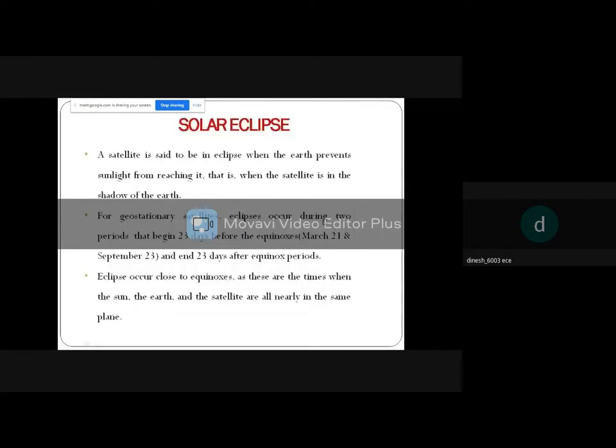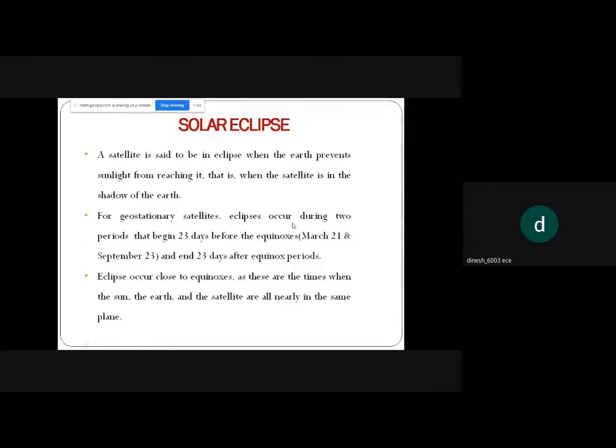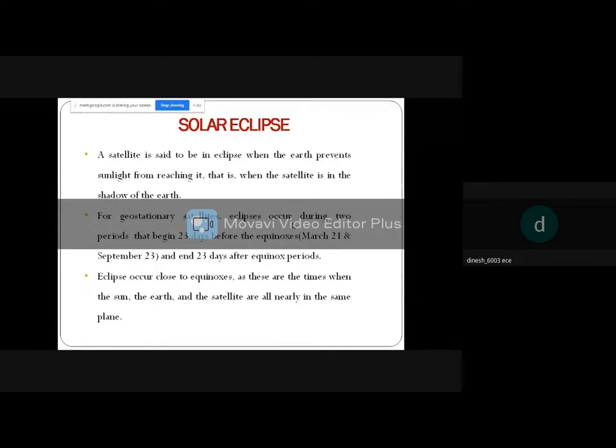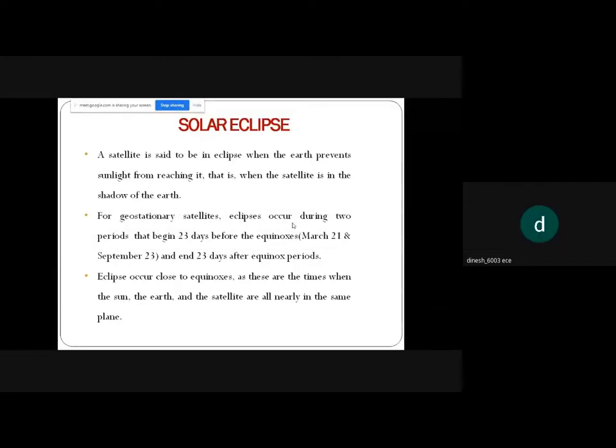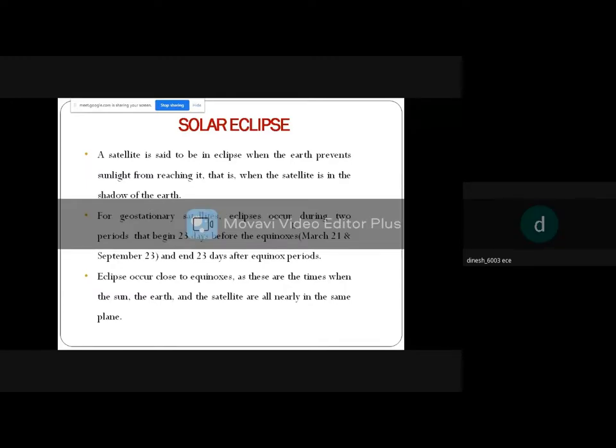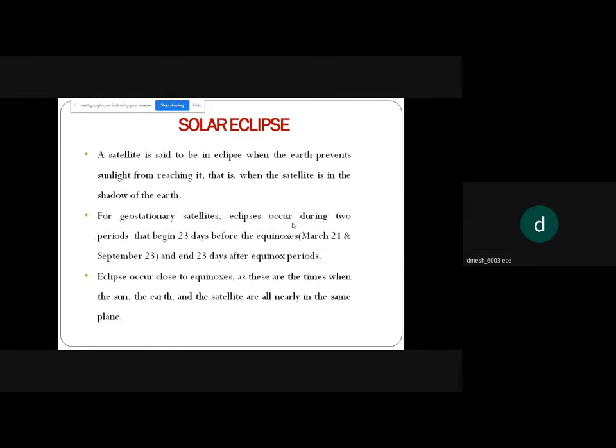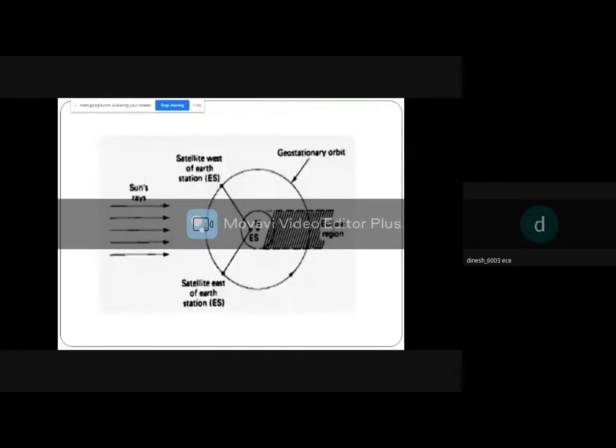Okay, so this occurs during equinoxes. What are equinoxes? These are the times when the sun, earth and the satellite are all nearly in the same plane, meaning that in between the sun and satellite, the earth will come in between, making the satellite in a shadow region of the earth. So this we call a solar eclipse, and this may last for about 23 days before equinox, and at the end of equinox 23 days. Okay, for every geostationary satellite, sun rays, earth and satellite.